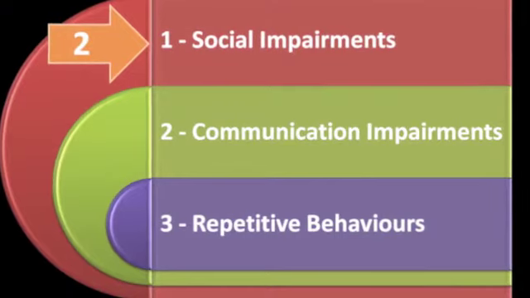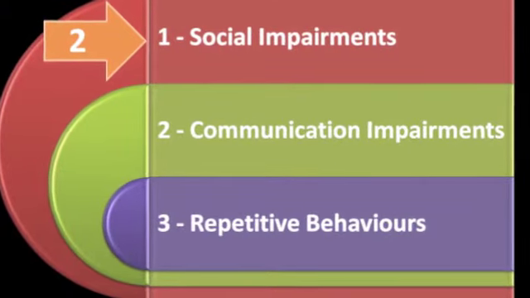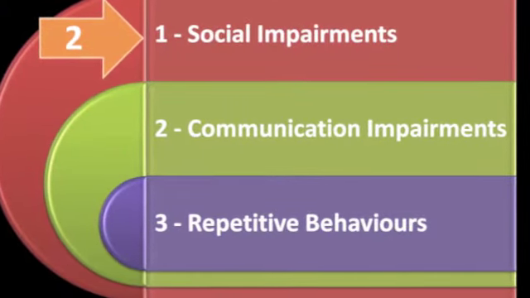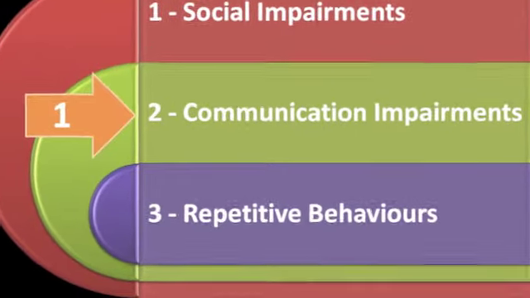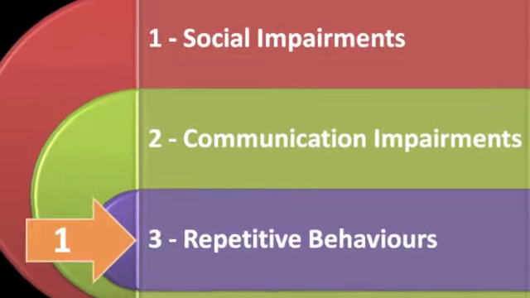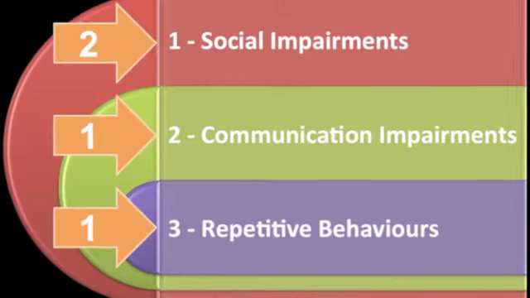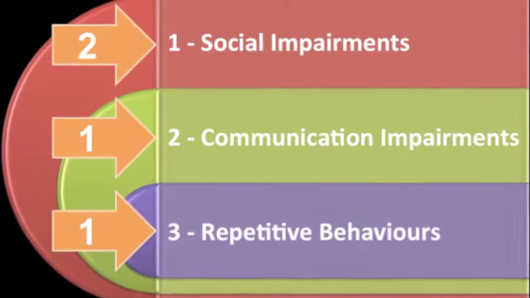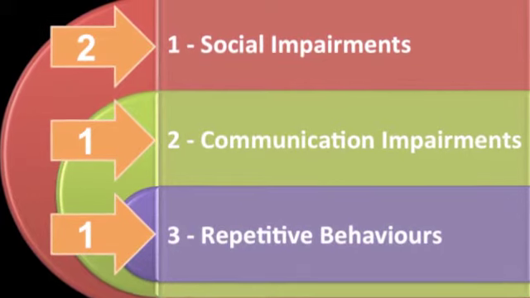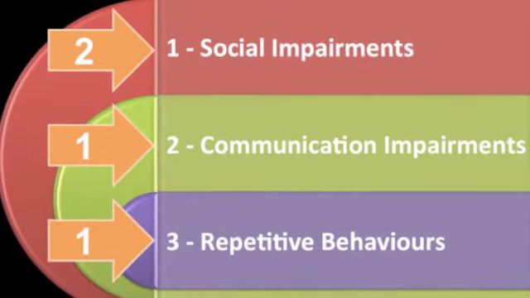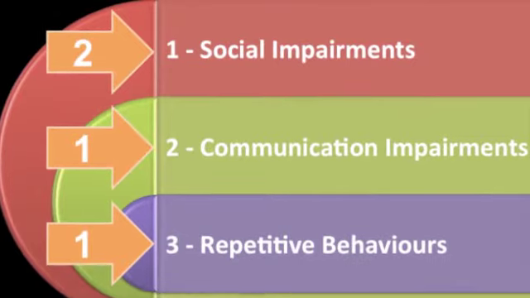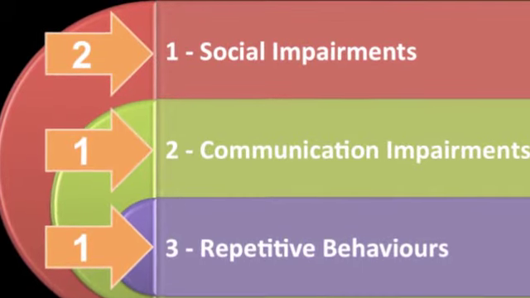ASD is made up of 3 categories. To qualify for a diagnosis, a child must meet a total of 6 or more items in all 3 categories, with at least 2 from Category 1 and 1 each from Categories 2 and 3. Category 1 consists of qualitative impairments in social interactions, Category 2 consists of qualitative impairments in communications, and Category 3 consists of restrictive, repetitive, and stereotypic patterns of behavior, interests, and activities.